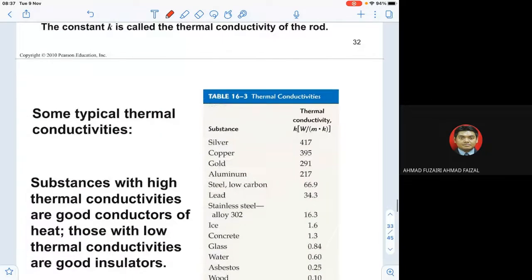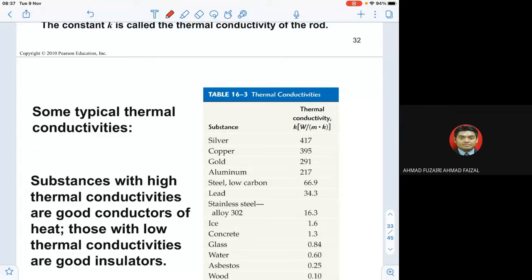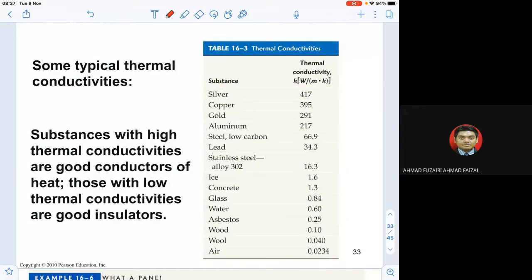Okay, so these are typical thermal conductivities, some k values. What is the k value? It looks different for each substance. For example, at the top part of the table you can see solids, decreasing to fluids. So the value is higher for solids. Silver has a better thermal conductivity compared to glass, for example.